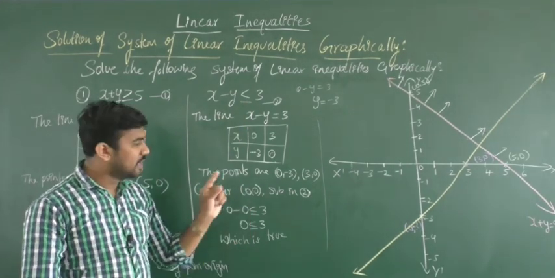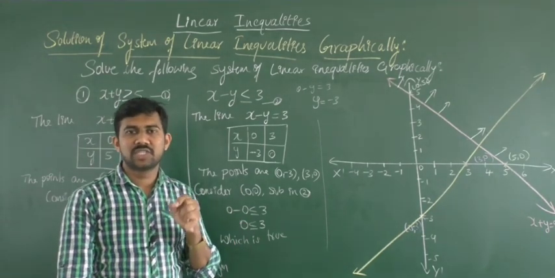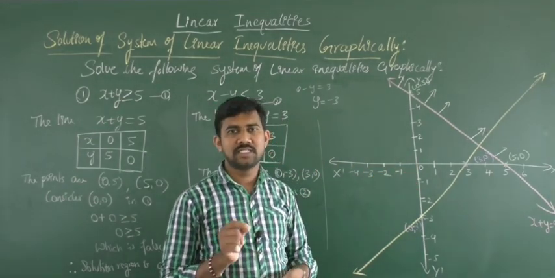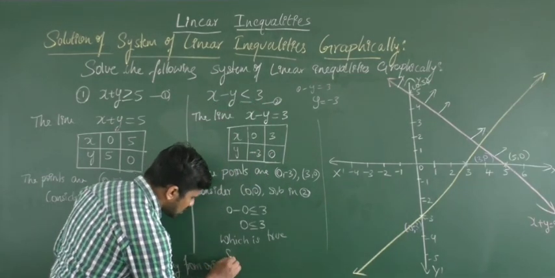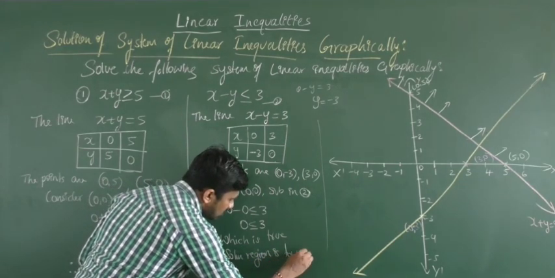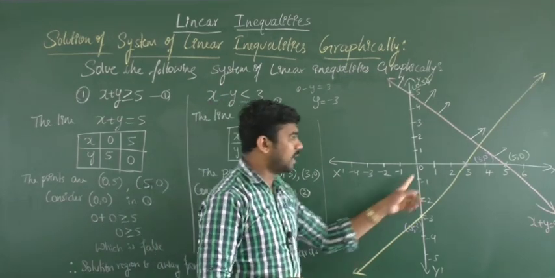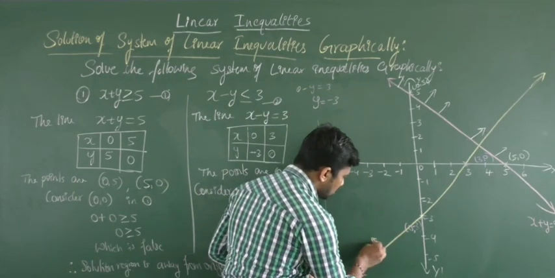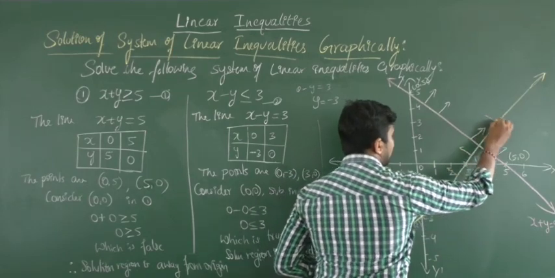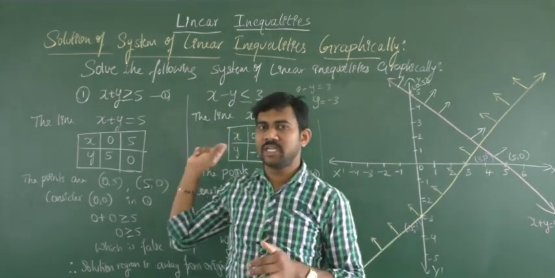It is understood that if you consider origin, since it is satisfied, clearly we can say origin lies in the solution region, or origin lies in the upper half plane. So the upper half plane is the solution region. So here the solution region is towards the origin. Where is the origin? In the upper half plane. So the direction of the solution region is this direction, including all the points which lie on the line. Okay, like this. Now see the solution region of both inequations.